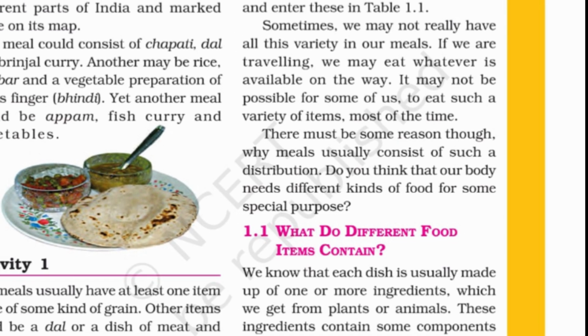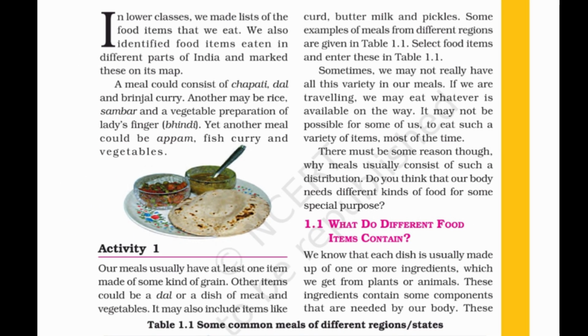Activity 1. Our meals usually have at least one item made of some kind of grain. Other items could be a dal or a dish of meat and vegetables. It may also include items like curd, buttermilk, and pickles. Some examples of meals are given in Table 1.1. Select food items and enter these in Table 1.1.